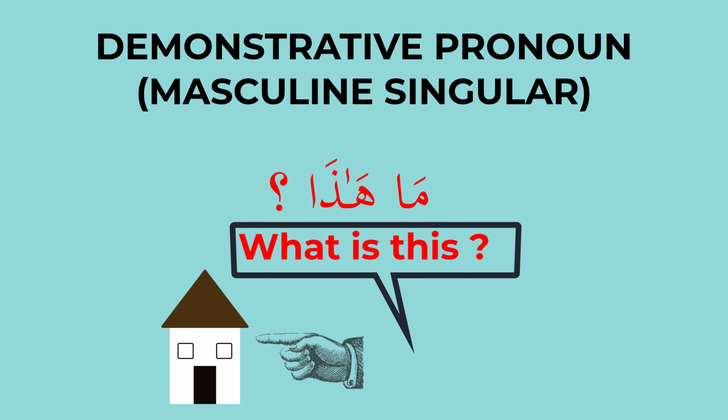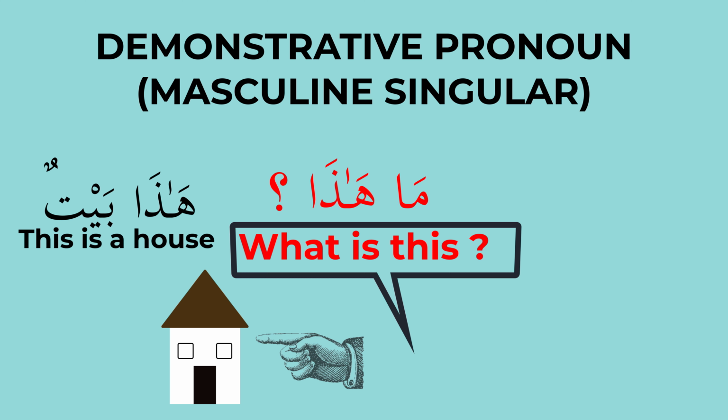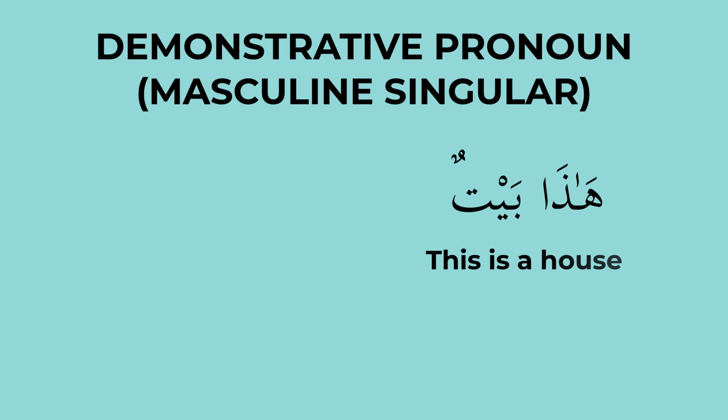Because the copula verbs are not in Arabic. Linking verbs are not there. Maa Hadha. What is the answer? Hadha baytun. This is a house. What is this? This is a house. Hadha baytun. This is a statement. This is a house. How do I change that into a question?